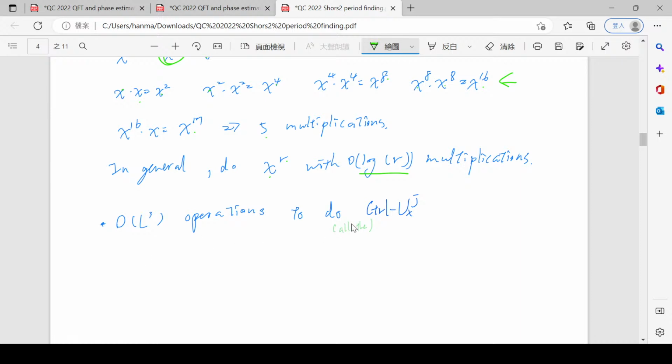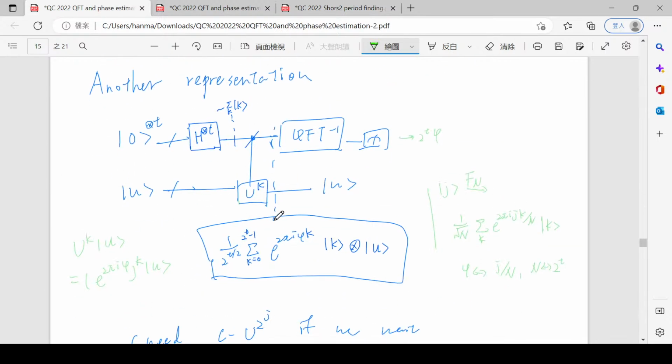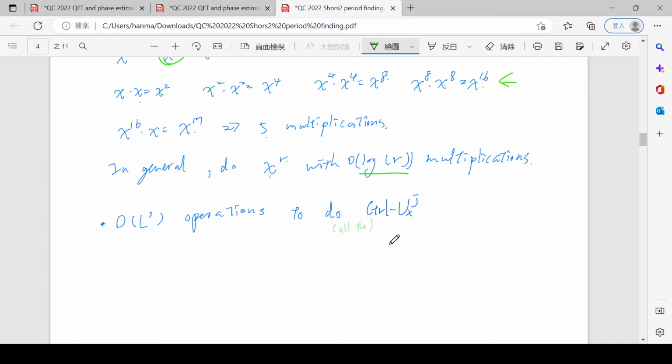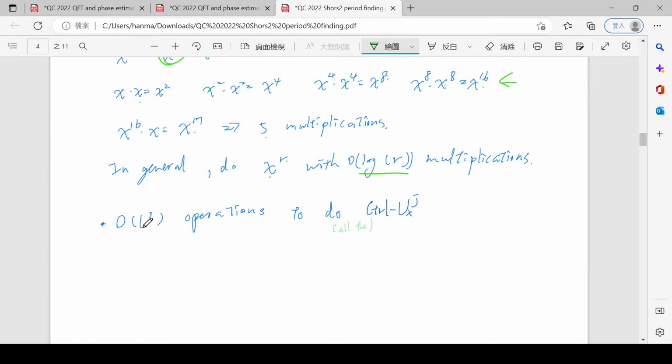Okay, and then if you count everything carefully, then you see that, back to here, in order to do this whole thing, you need to do about order L cube operations to do this thing. Here I'm just clearing it. We are not counting the detail, but you can see that's believable.